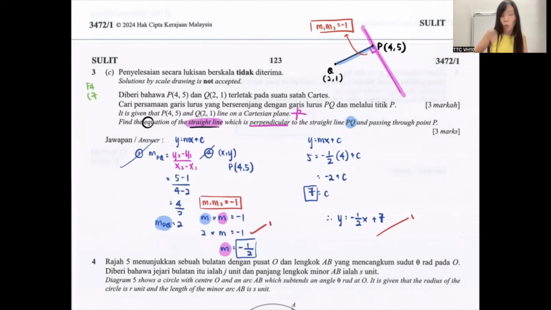Always everyone remember, this m1 m2 equals -1, the working is always worth 1 mark, this part. What times m equals to -1? That one is always worth 1 mark. Please don't forget that part, okay? And doing the gradient, to find the gradient for PQ, also 1 mark. And like that, 3 marks, 2 marks, 2 marks. This question is worth 7 marks in full. Done. Understand, right? Move on.